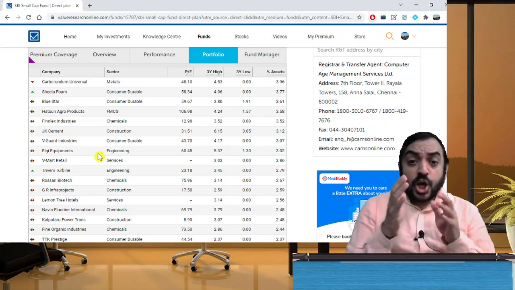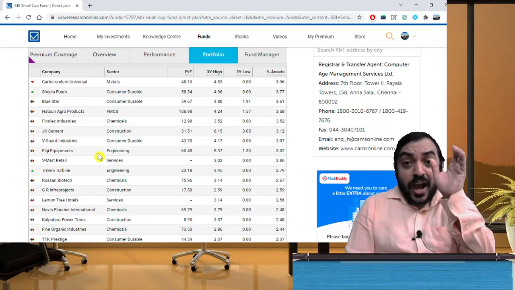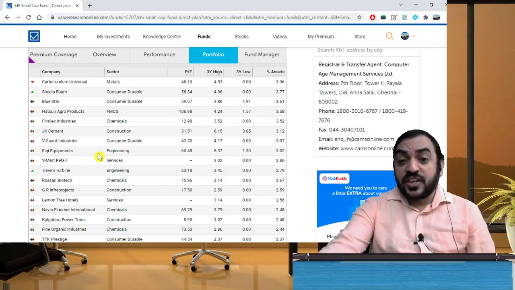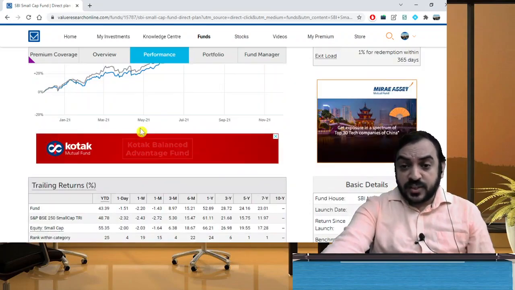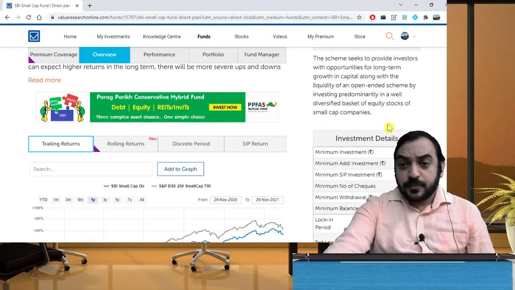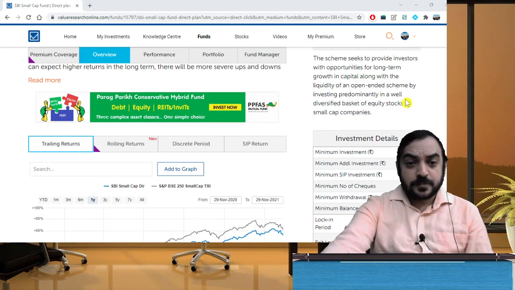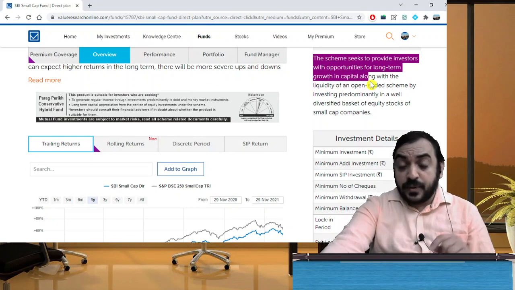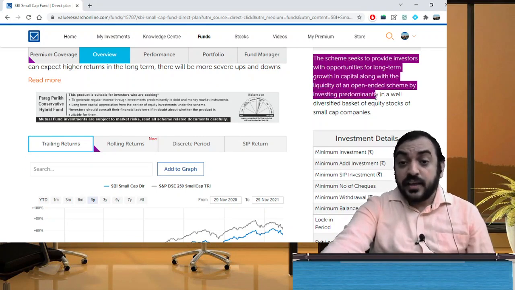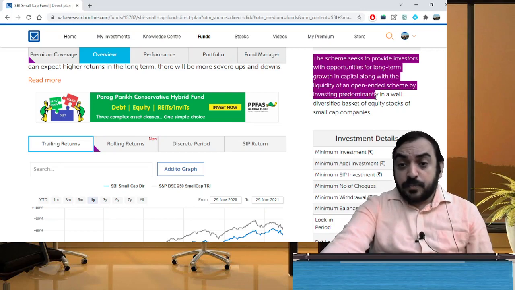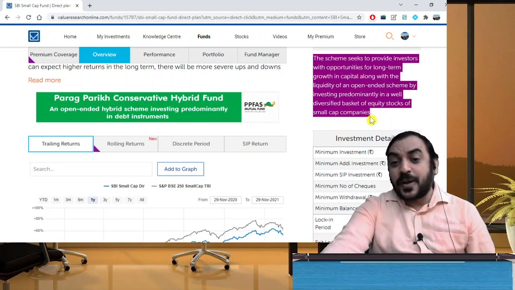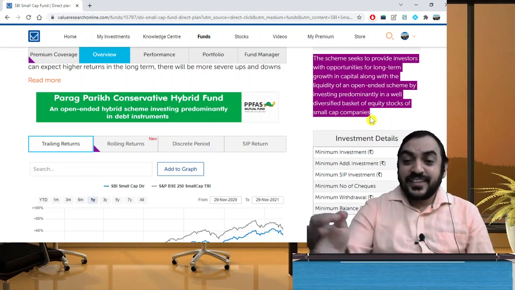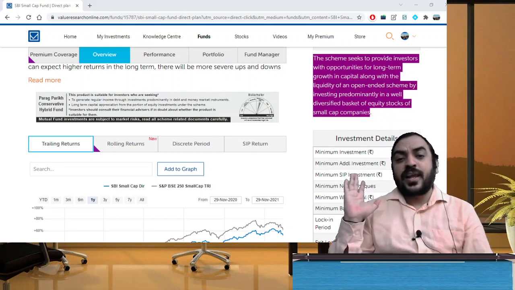Do you understand? According to the nature, you have to give the name. You should have an investment objective. Let me read what the investment objective is. The scheme seeks to provide the investors with the opportunity for long-term growth in capital along with liquidity of an open-end scheme by investing in a predominantly diversified package of equity stocks of, look at it, small cap companies. Their objective itself is to invest in small cap companies.